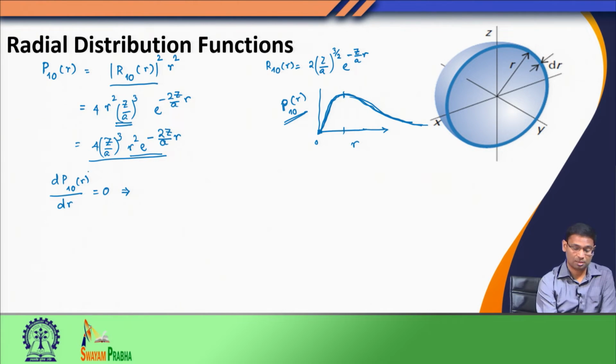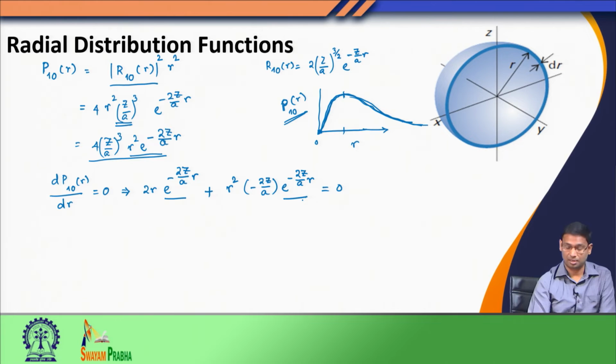So, I have these constant terms that I am ignoring. I have to differentiate these terms. When I do this, I have 2r e to the power minus 2Z over a times r, plus, this is the first term, and the second term is when I differentiate the exponential function, keeping r square: r square times minus 2Z over a times e to the power minus 2Z by a r. So, these two terms together are 0. I see the e to the power minus 2Z by a r term in both, so I cancel that term out.